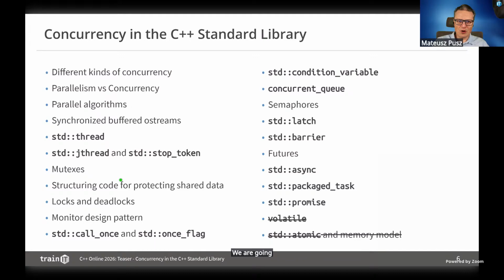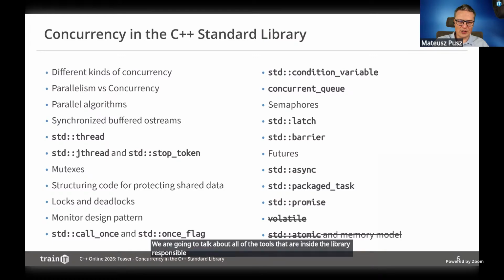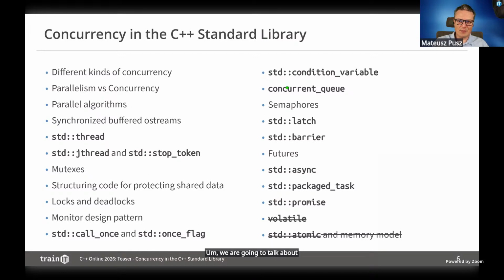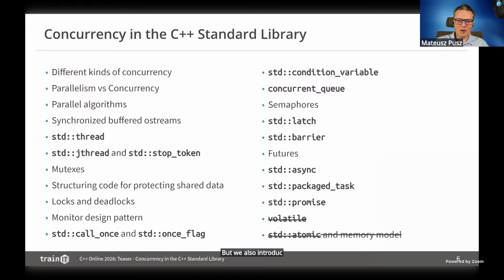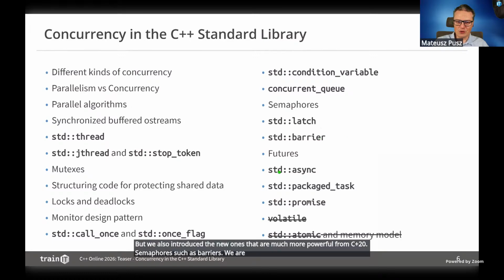We are going to talk about all of the tools in the standard library responsible for multithreading. So we're going to talk about threads, mutexes, locks, deadlocks. We provide some design patterns that actually help you with writing proper code. We are going to talk about old synchronization primitives like condition variable and call_once, but we also introduce the new ones that are much more powerful from C++20: semaphores, latches, barriers. We are going to talk about futures and packaged tasks, async, promise, all of the things, and we discuss why it's actually not the best solution anymore to write code based on that.